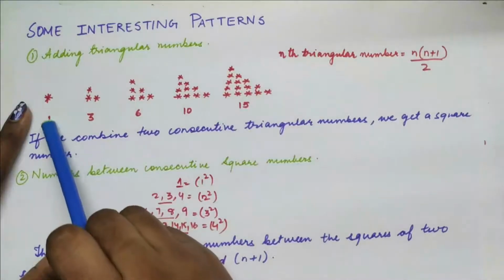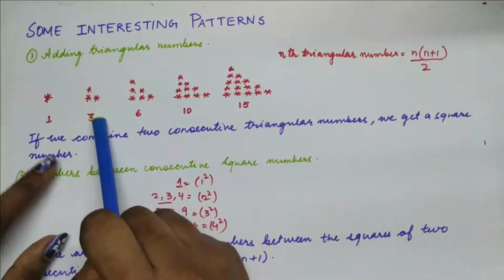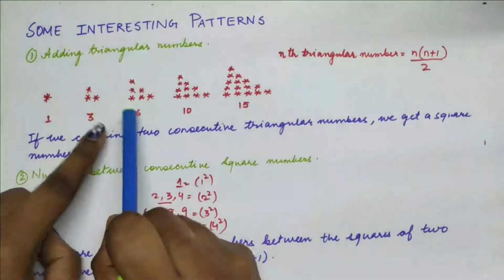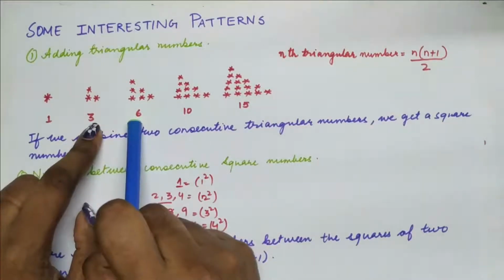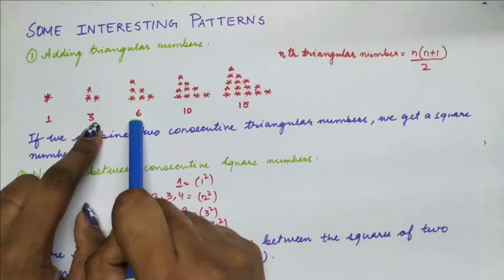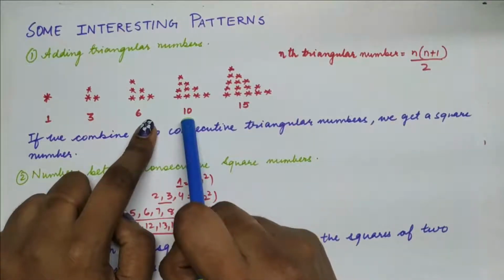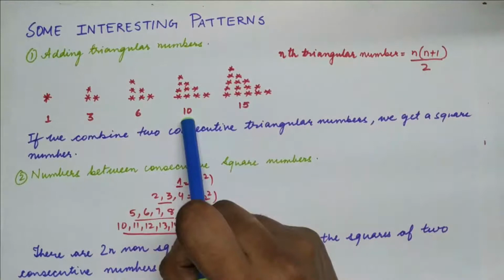For example, if you see 1 plus 3, that is 4, it is a square of 2. If you see 3 plus 6, two consecutive triangular numbers, so 3 plus 6 is 9, that is a square of 3. 6 plus 10, that is 16, it is a square of 4.